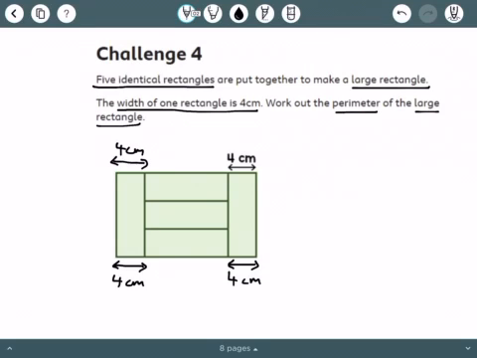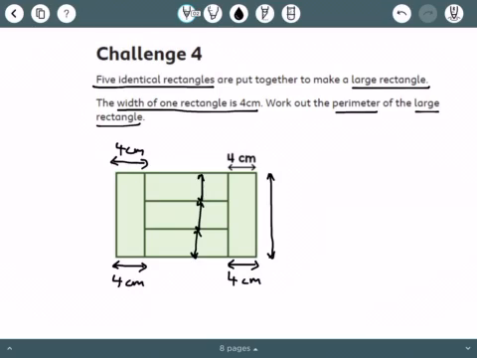We then need to try and work out the length of the rectangles. Now, we're not given that in the question, in the problem, but we can see by looking at the diagram that 3 of the widths is the same as the length. So there's 3 widths there, and that's just going to be the same as the length, okay?